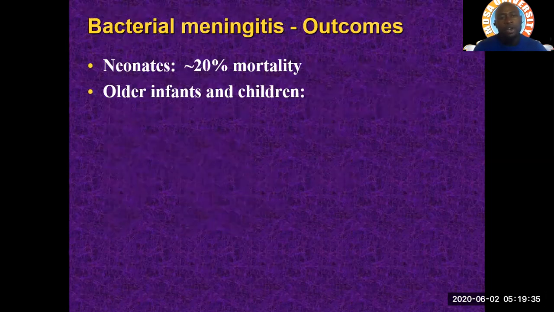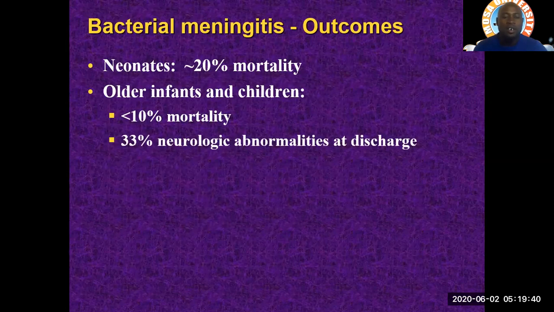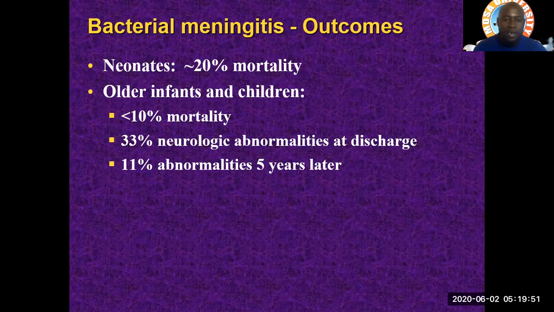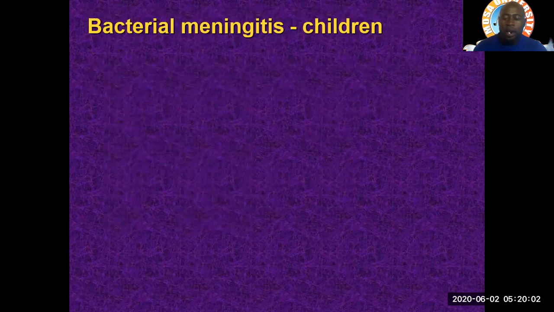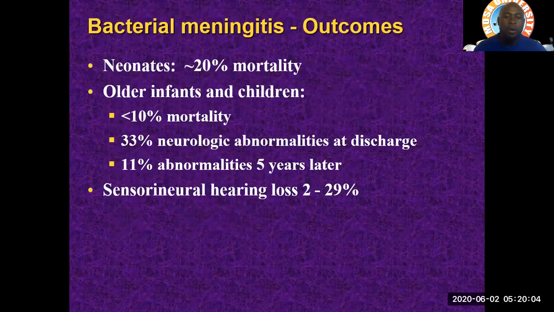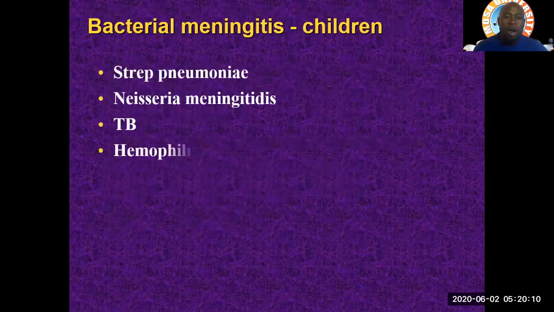The outcome in neonates is 20% mortality. In other infants and children, there is less than 10% mortality. But 30% of all these cases of bacterial meningitis will have neurologic abnormalities by the time we are discharging them. Some of these abnormalities, about 11%, come in at a later age, almost 5 years later. Okay? Also in others there will be loss of sensorineural hearing in 2 to 29% of these infants that are treated for bacterial meningitis.